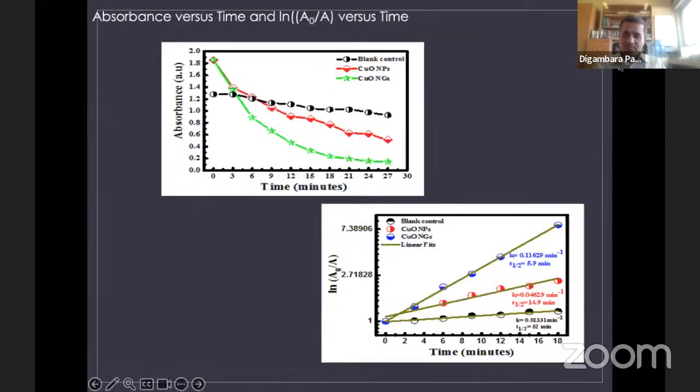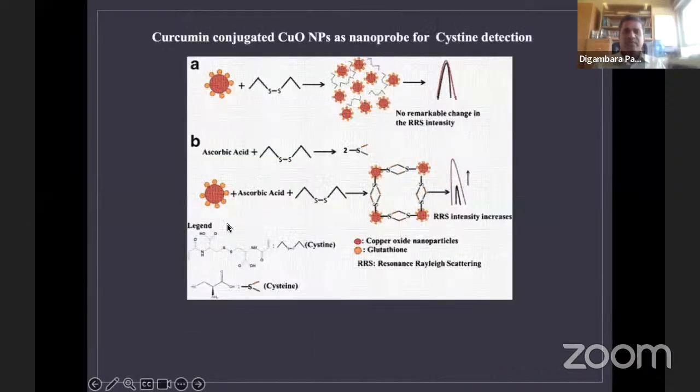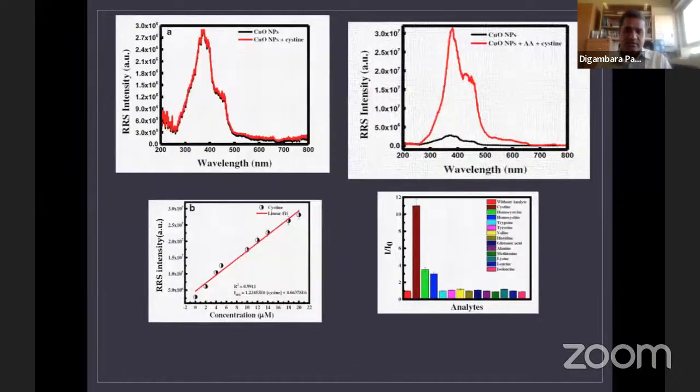So this is some of the technical data I can show. As you see, nanograin is more efficient in reducing methylene blue. We studied kinetics and other parts in detail, which I will not discuss now. Then we also use similar nanoparticles, curcumin-based copper oxide nanoparticles, for estimation of cysteine. Cysteine is one of the important assays for biological samples.